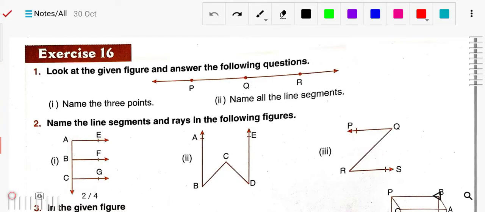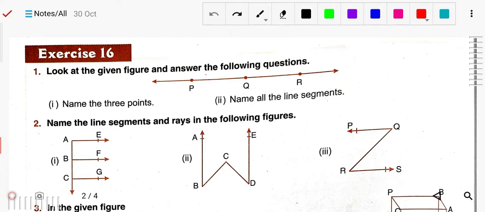Good morning, students. Today we will solve exercise 16, page number 236. So, your first question, look at the given figure and answer the following questions. Name the 3 points. So, in this line, we have to find out how many points are there.